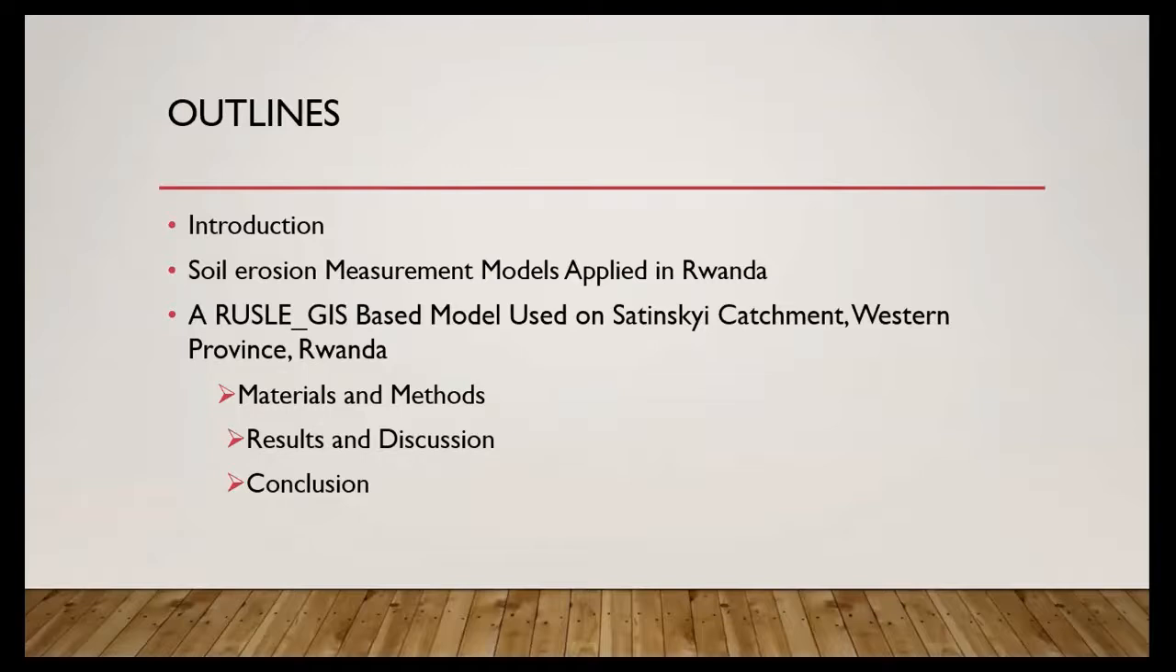First, we start with a brief introduction. Then we talk briefly about the soil erosion measurement models applied in Rwanda. And then we give an example, a case study of the research which was conducted on the Satinsky catchments. Then with respect to this case study, we shall just present briefly material and methods, and also we shall talk about the results and the discussion, and then we shall conclude.